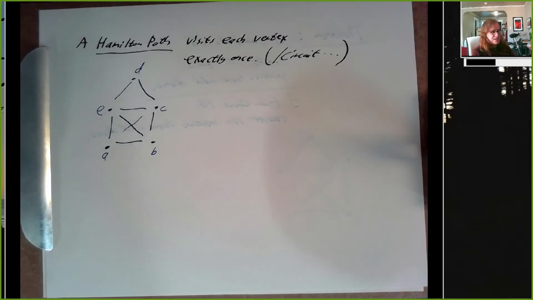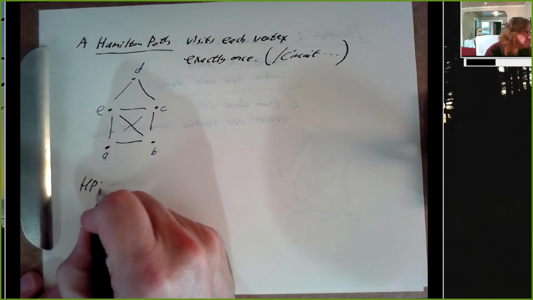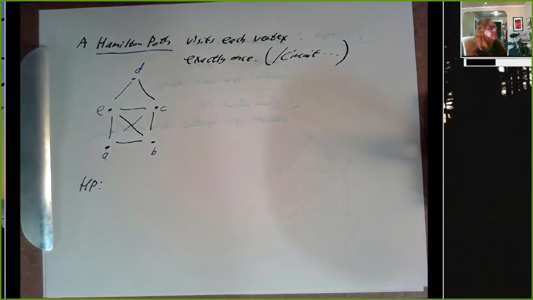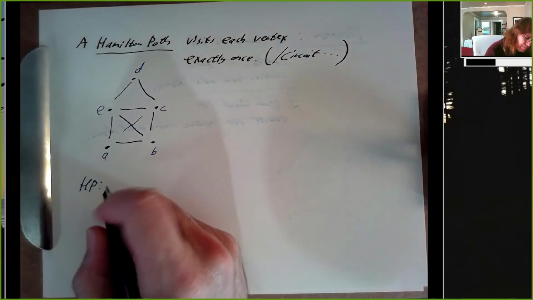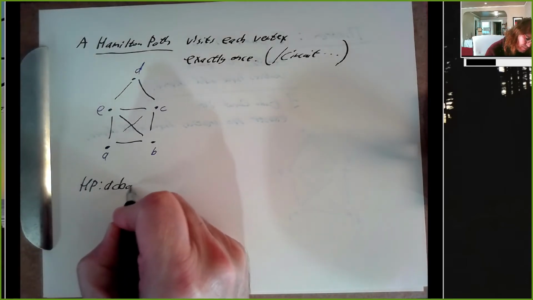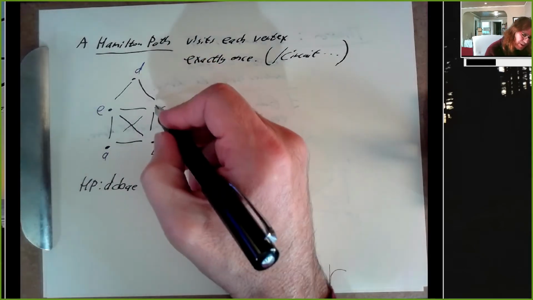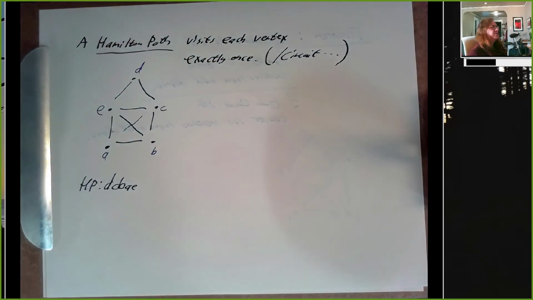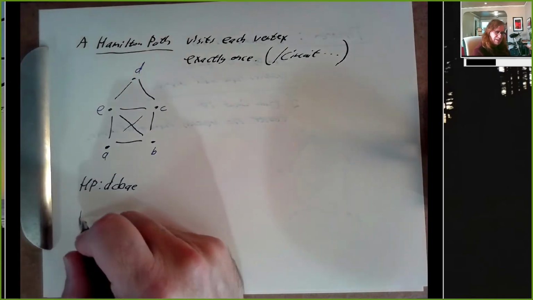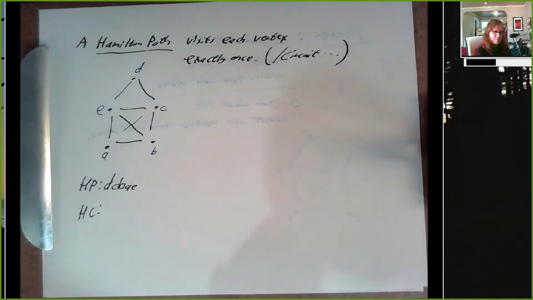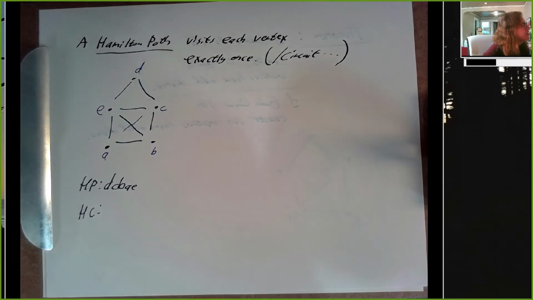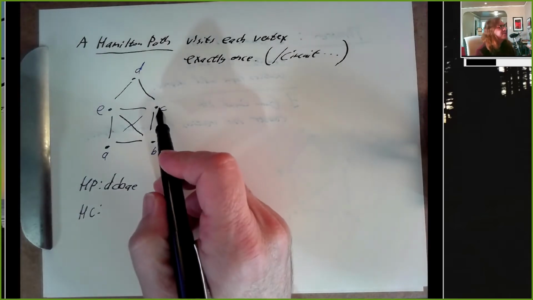Sure. What would a sample path be? DCBAE. All right, just start here, go down, down, over, up, and you visit each vertex. And Hamilton circuit. D, E, A, B, C, almost. D, E, A, B, C. I come back to where we started with a D. Good.